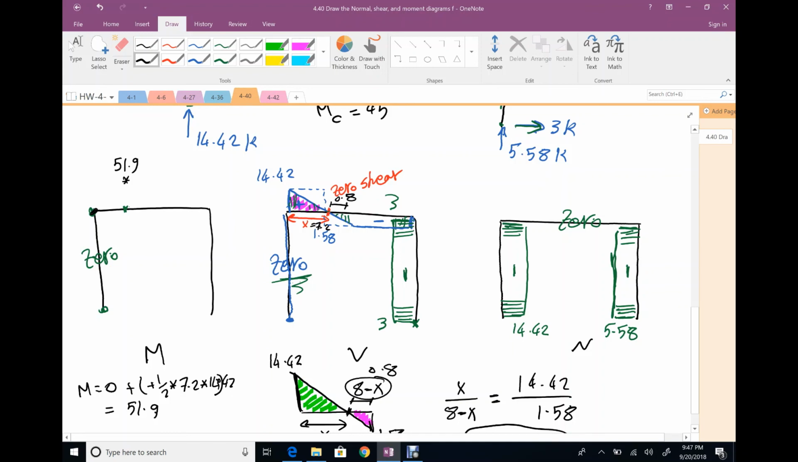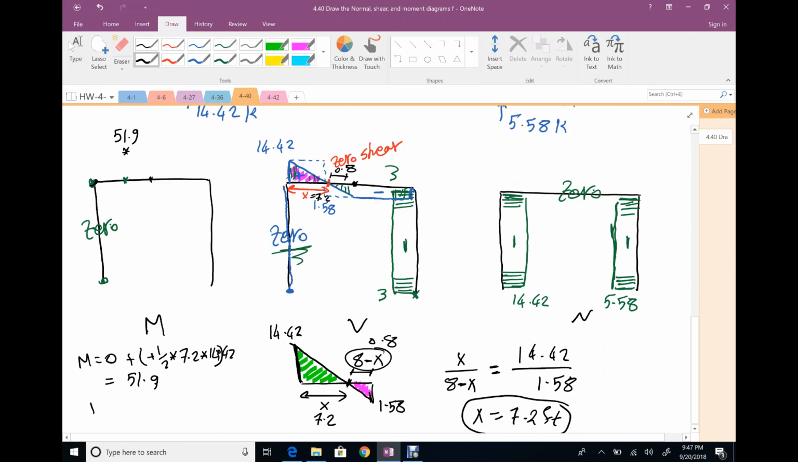Keep going. At the end of the distributed load here, what is the value? Your moment equals previous value 51.9 minus area of shear in between. We have this area of shear negative. This one is positive, but the area is negative. Negative 1/2 times 0.8 times 1.58. Your value will be reduced a little bit. So minus 1/2 times 0.8 times 1.58. Your value will be 51.3.